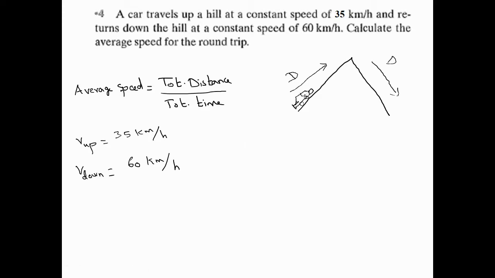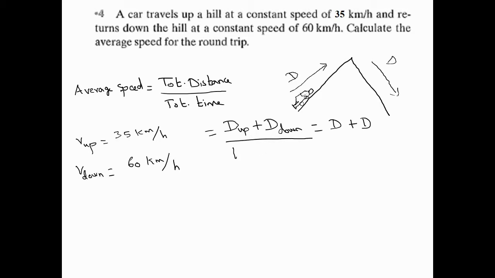But when you just see the hill, the distance from bottom to top and top to bottom remains the same. Am I right? Yes. So I can just write the distance up plus distance down, which is equal to d plus d, divided by total time.